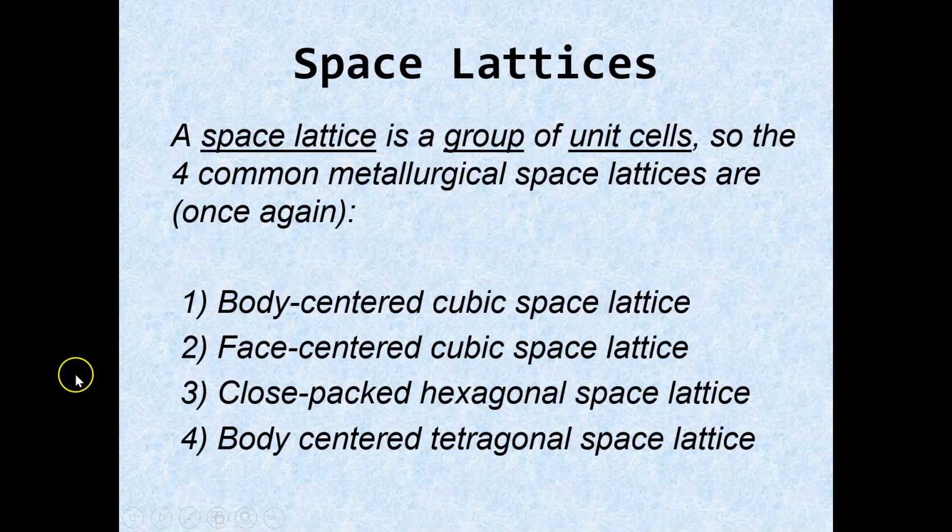Space lattices. These are organized arrangements of atoms in a crystal. They can be observed with an electron microscope. Different metals have different space lattices. The unit cell is the most fundamental arrangement in a space lattice, and there are four common types: the body-centered cubic, face-centered cubic, close-packed hexagonal, and body-centered tetragonal.